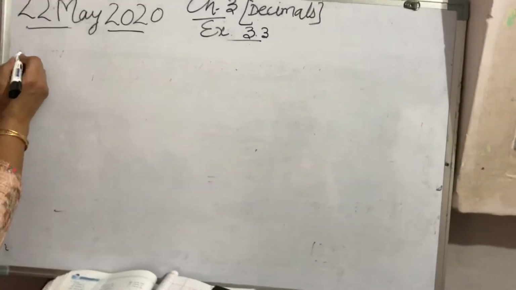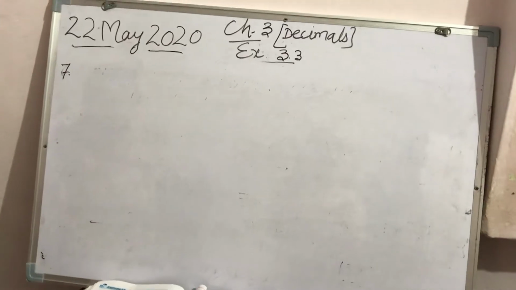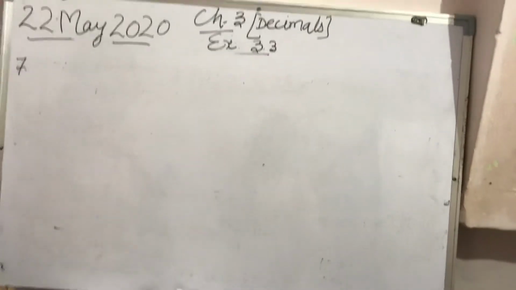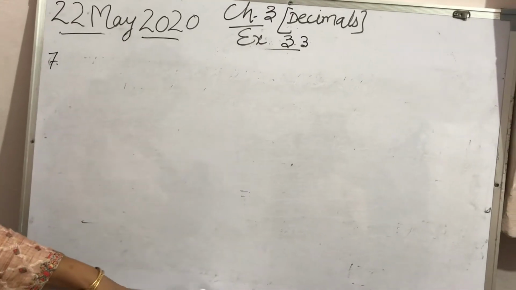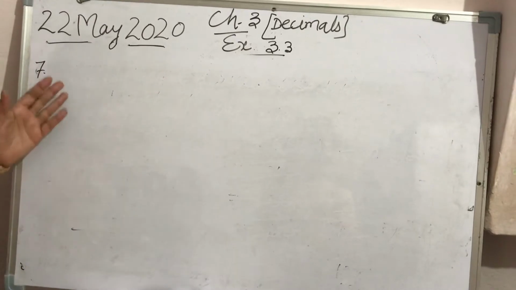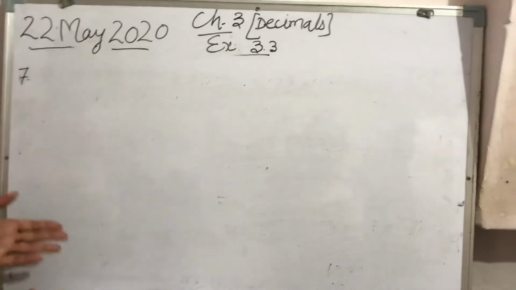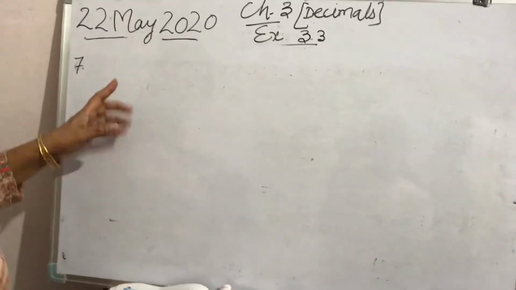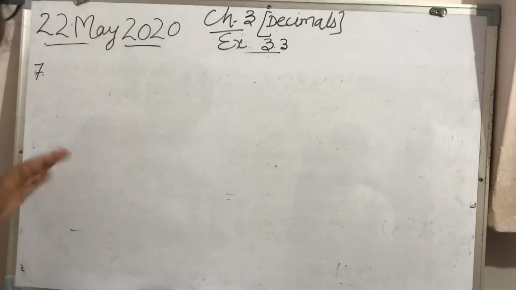Seventh question. The product of two decimals is 32.396. If one of the decimals is 5.2, find the other. We have done the same questions in the previous exercise, with integers as well as fractions. The product of numbers, fractions or integers is given, and one number, fraction or integer is already given, so we have to find the other.